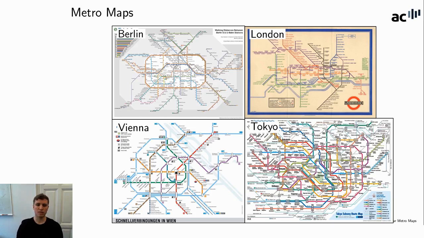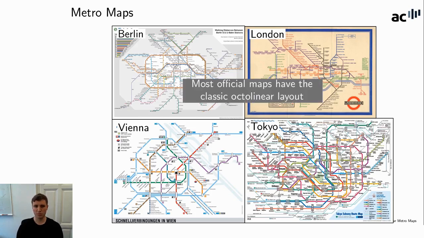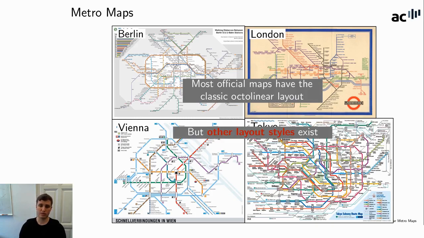And all these examples have one thing in common, namely that they are in an octolinear layout. That means that all edges in the visualization are parallel to either the horizontal, the vertical, or one of the two 45-degree diagonal lines. But we can use different layout styles to visualize a metro map.